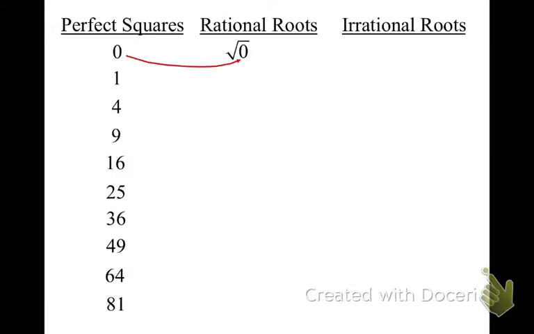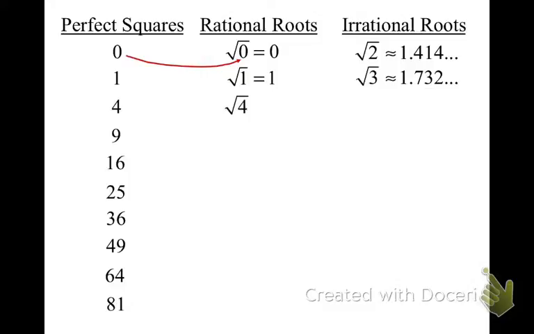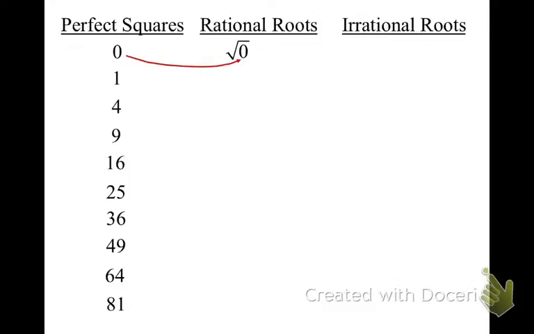So if it is not a perfect square, it's considered irrational. What's the root of 0? 0. So it's rational. Square root of 1. So it's rational. What about the square root of 2? No. It's irrational. It's like 1.41. Anything that's not a perfect square is considered irrational.